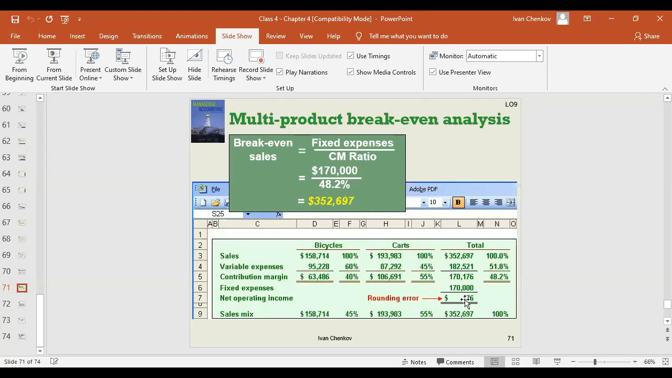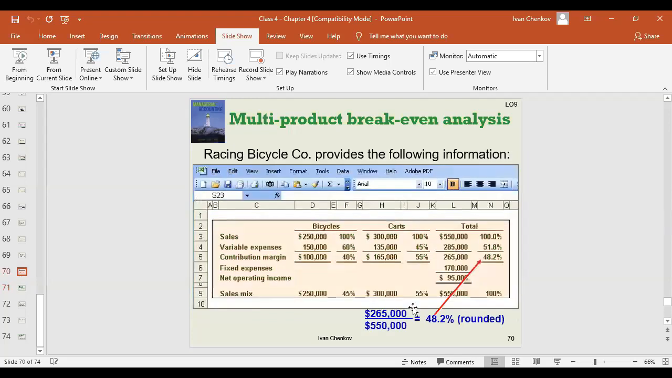I have a question, Professor, if you don't mind. Go for it. If we want to calculate the sales mix, can we calculate the sales mix from the information? If there was no sales mix given, we can get it by sales divided by total sales, right? That's how we get the percentages.